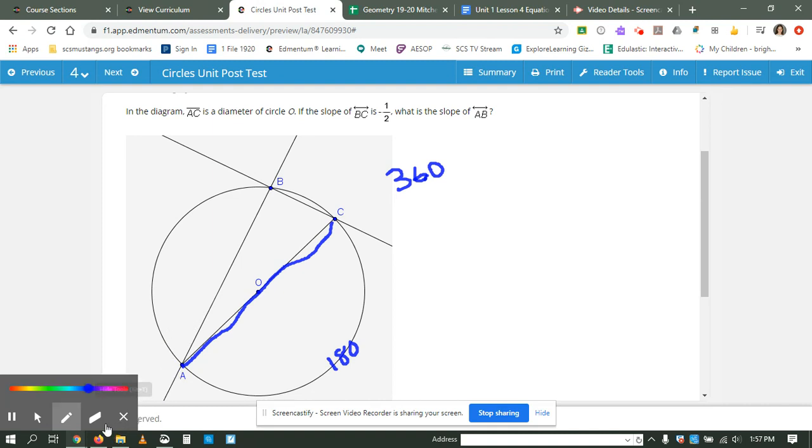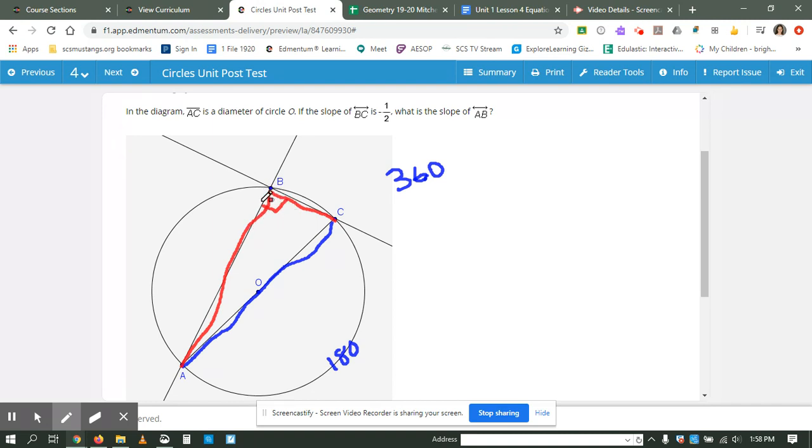So what that means is when we take a look at this angle right here, this inscribed angle that intercepts that AC arc of 180 degrees, this is actually going to end up being a right angle. And that is true every single time you have a triangle where the hypotenuse is the diameter. This is always going to be 90 degrees.